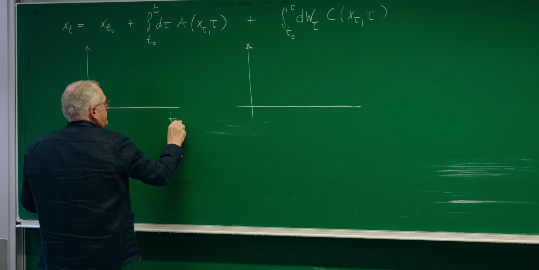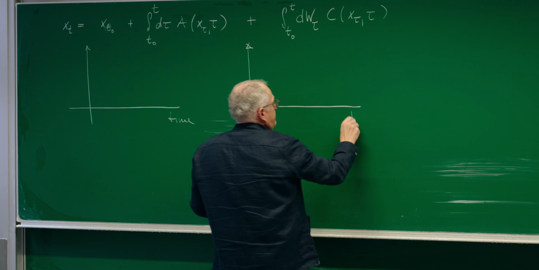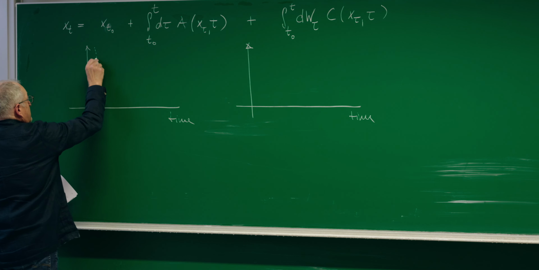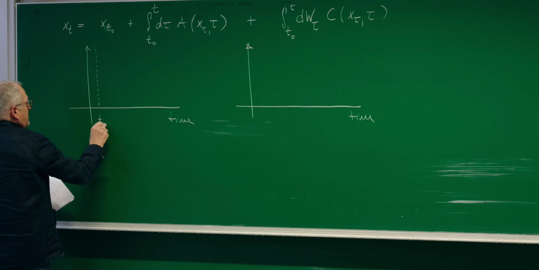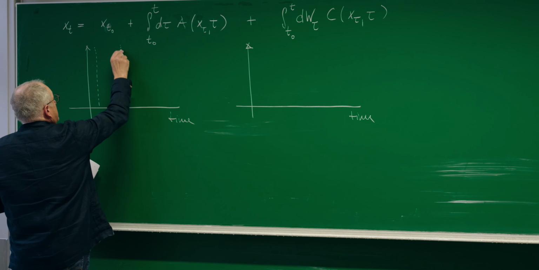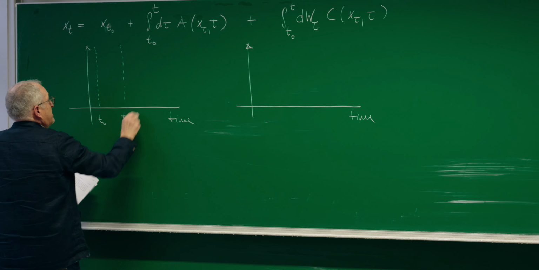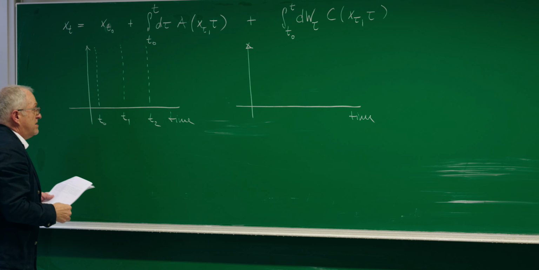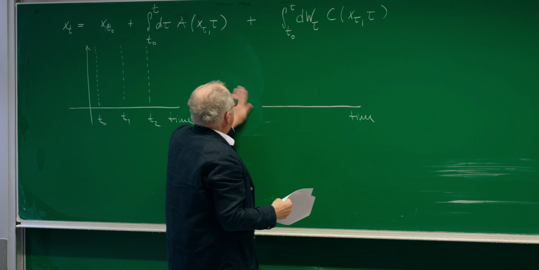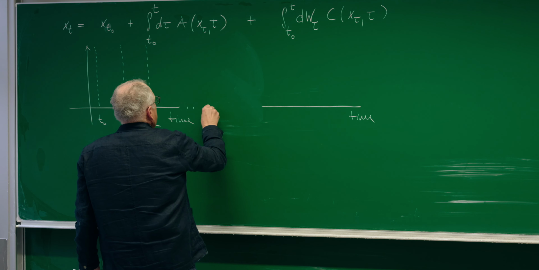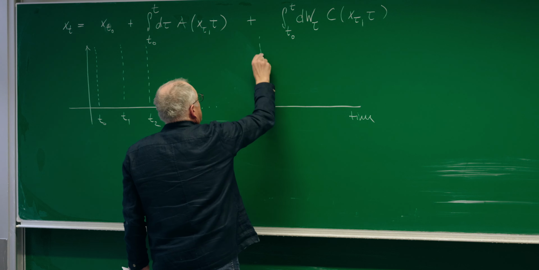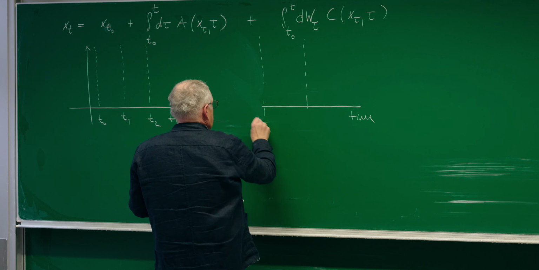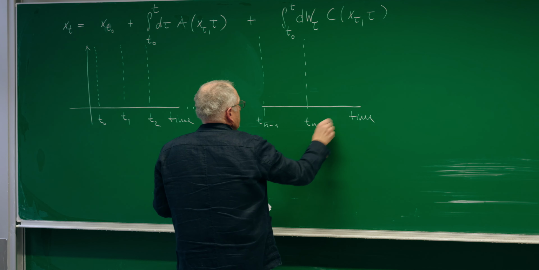So here we have time. Here we have also time. And now I'm choosing certain time points, t0, t1, t2. And maybe I just continue here with time. Here I have then at some point tn minus 1 and tn.